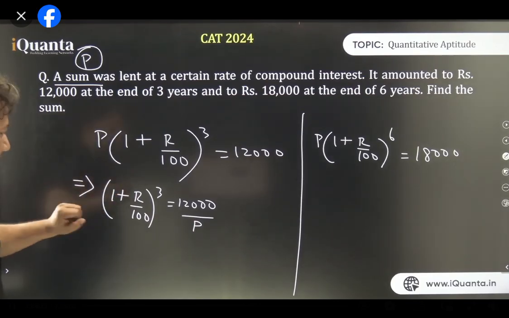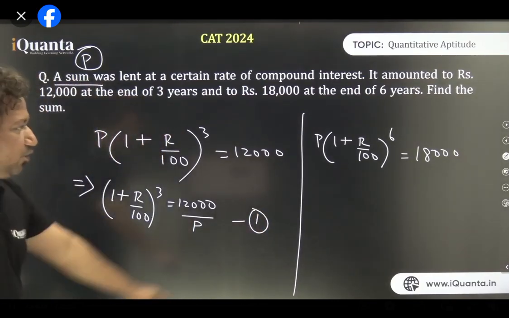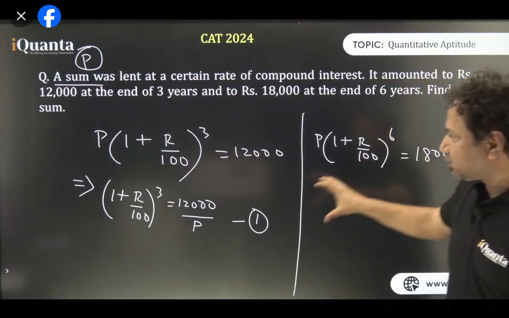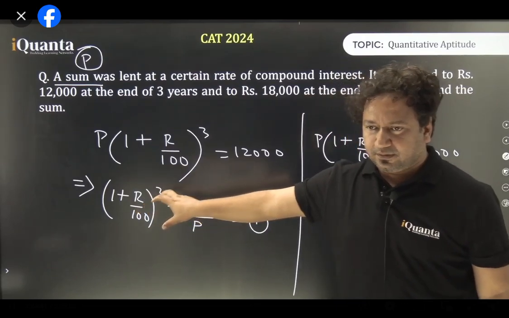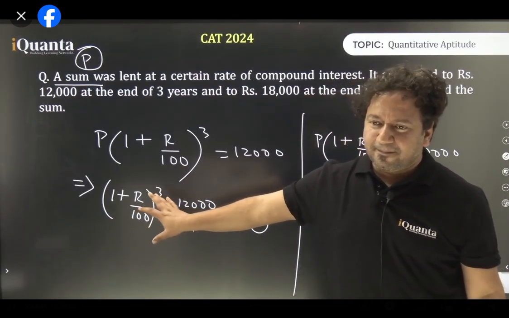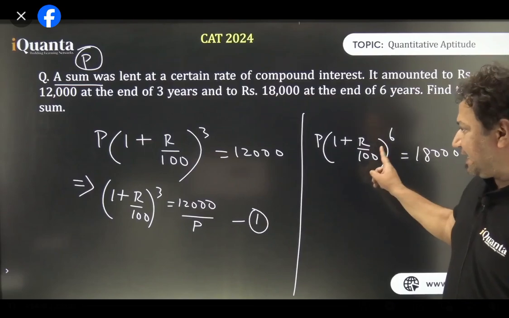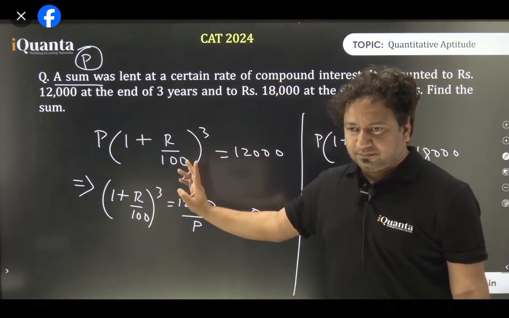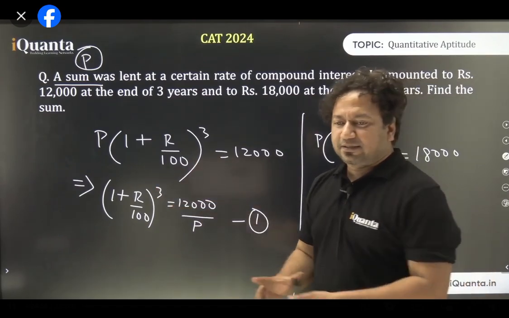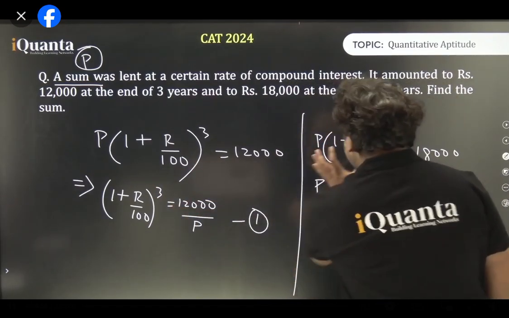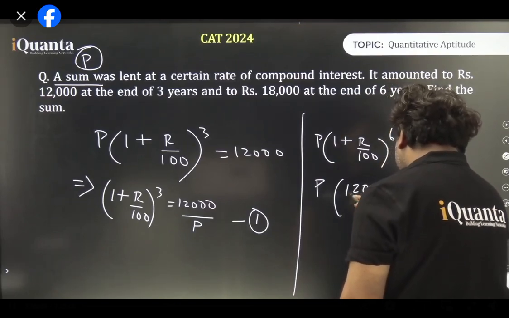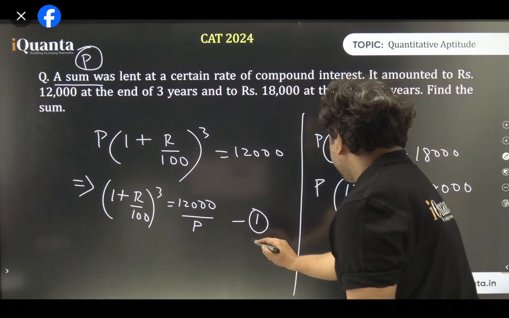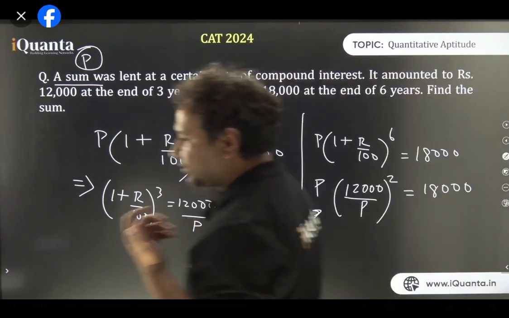Okay, so this is what we have. Let this be equation number 1. Now there's something which you guys need to understand. This is cube, this is power 6. This bracket is the square of this bracket. Is it clear? The square of cube is power 6. So I can replace this by the square of 12,000 by P, from equation 1. Now I hope you can solve it easily.